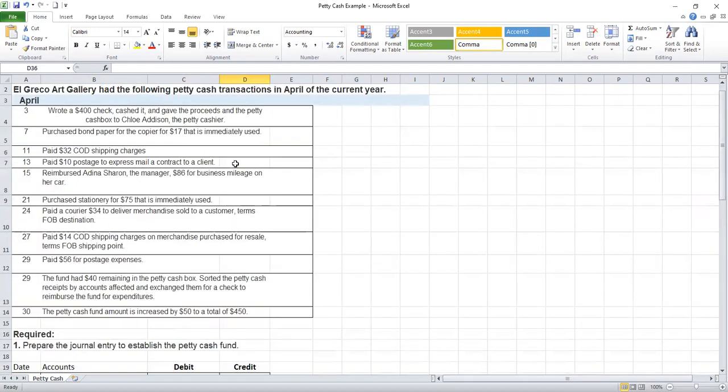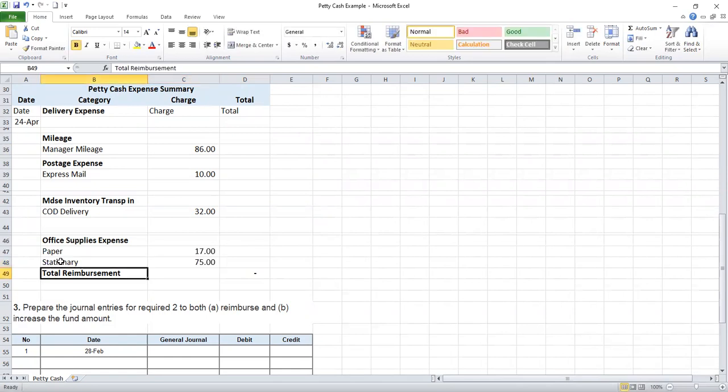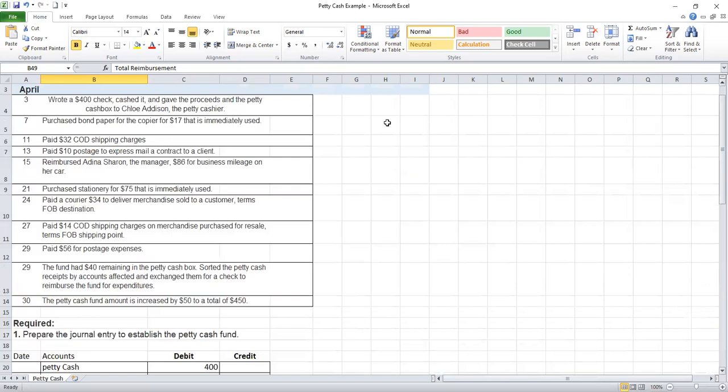Put the date next to it. April 21st, purchase stationery for $75. That's immediately used. That's the same thing like the paper. Normally stationery goes to supply, which is an asset, but we're using it immediately. So it's actually immediately going to be an expense. So stationery is office supplies, but office supply expense because we're using it right away.